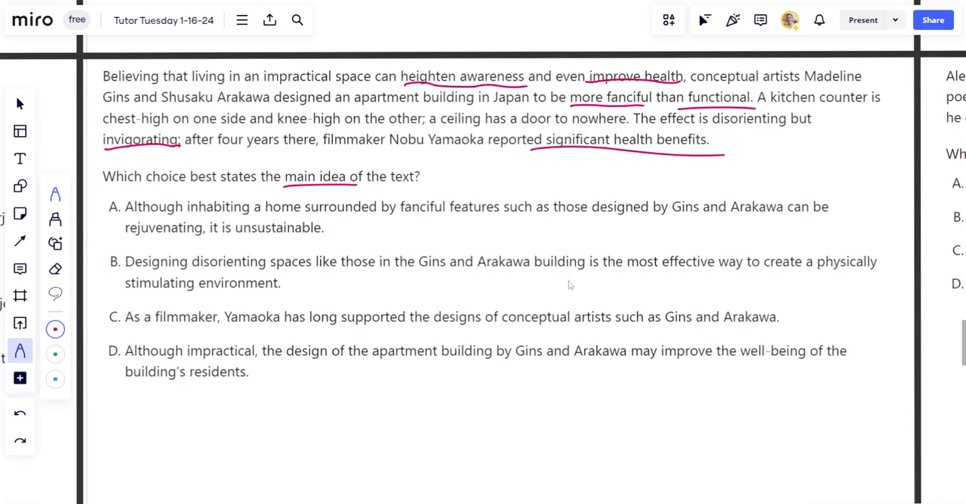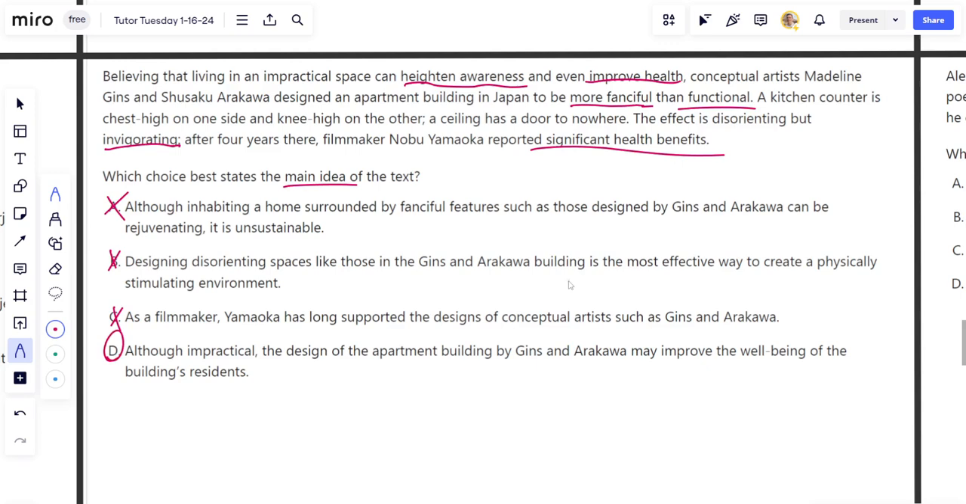So this one's saying that although these fanciful features can be rejuvenating, it's unsustainable. That doesn't really seem like what the text is saying. I mean, a person lived there for 4 years. Designing disorienting spaces is the most effective way to create a physically stimulating environment. I don't see anything about physically stimulating. I see something about heightening awareness, but that's not the same thing. As a filmmaker, Yamaoka has long supported the designs of these conceptual artists. I don't see anything in the passage that indicates that. We can't really make an inference about that.